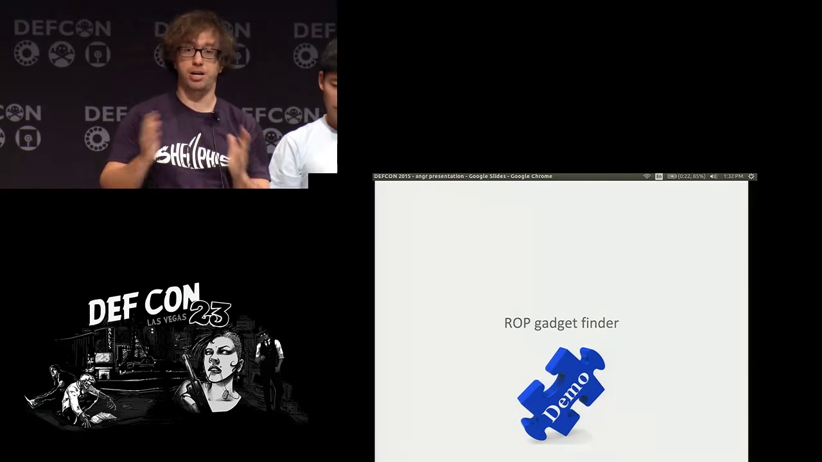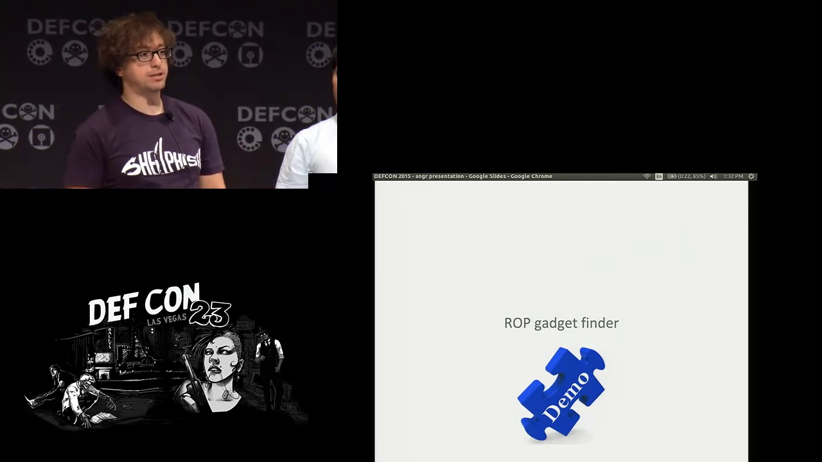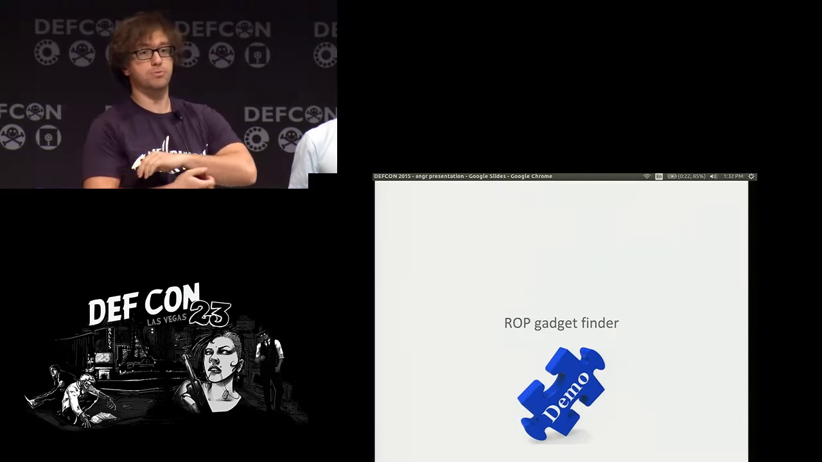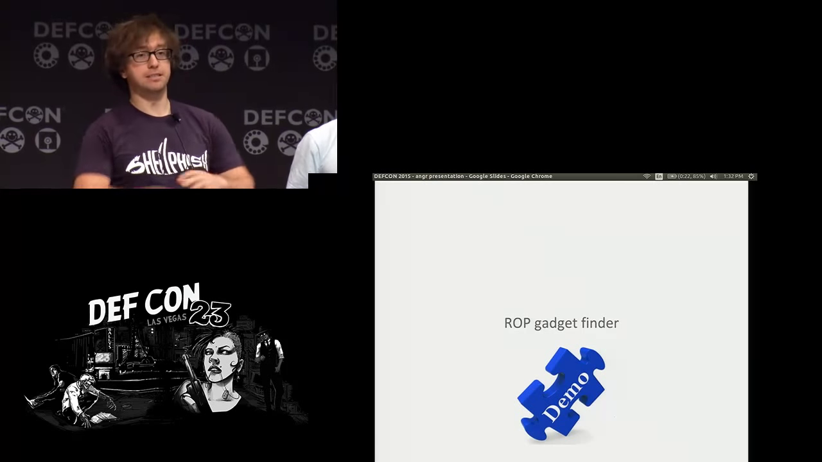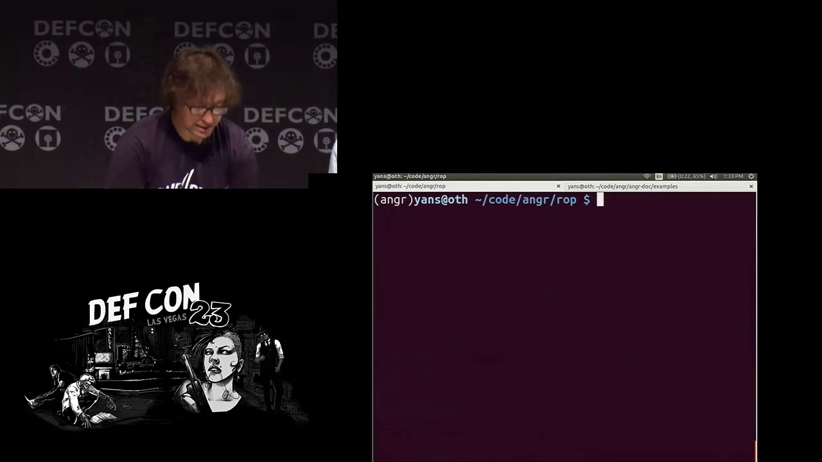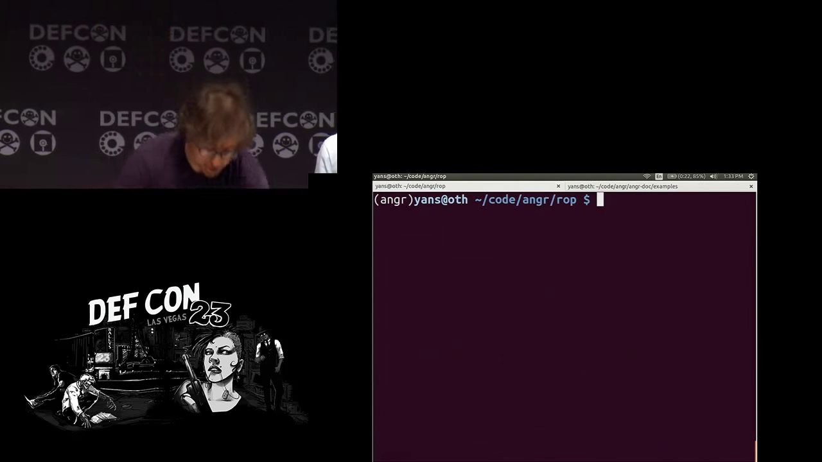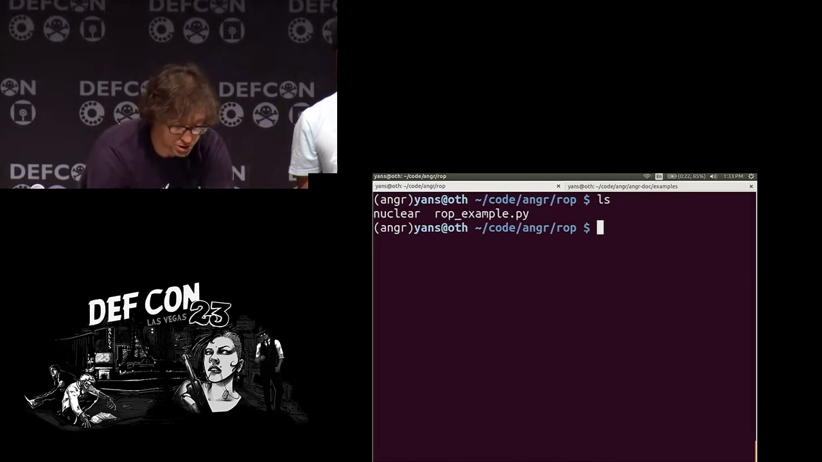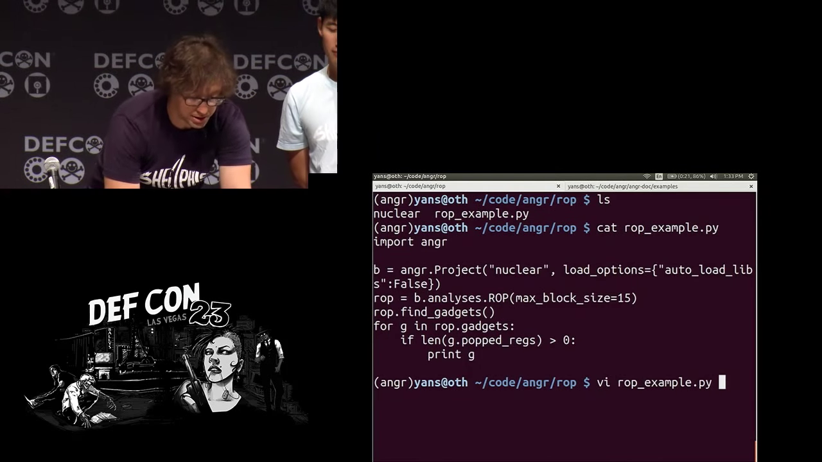First, we'll demo our ROP gadget finder. This isn't like a standard ROP gadget finder like ROPgadget or xrop that'll tell you, hey, there's this gadget and these are the instructions. This gadget finder tells you what the gadget does, and then you can even filter it down later. And of course, this is implemented in angr, and it's super easy to use.